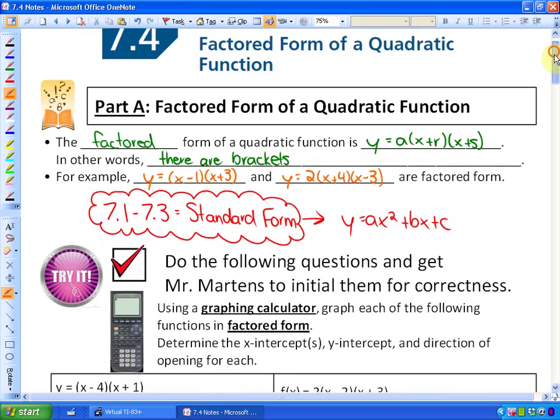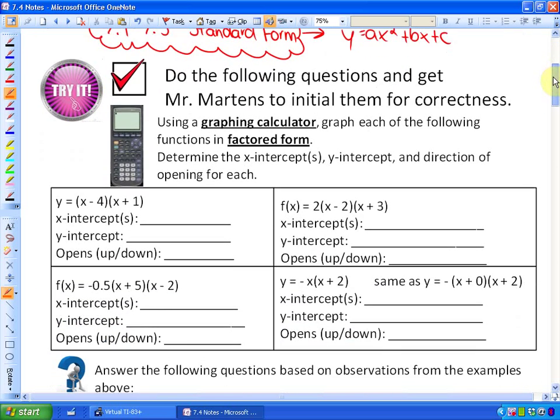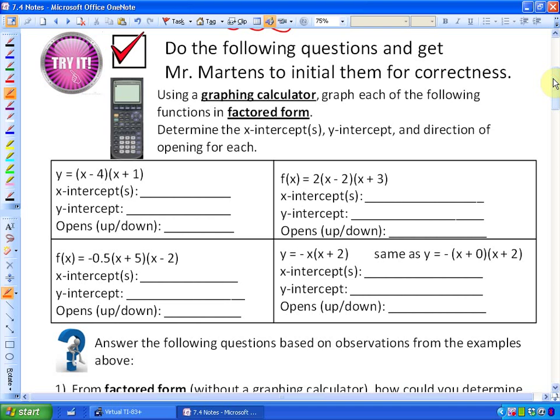If you look on the next part of your page, it says if you're in my class to try the following thing on your own. I will give you some guidance on it, but if you'd like to try it on your own, go right ahead. So it says do the following questions and get myself to initial them for correctness. Using a graphing calculator, graph each of the following functions in factored form. Determine the x-intercepts, the y-intercept, and the direction of opening for each.